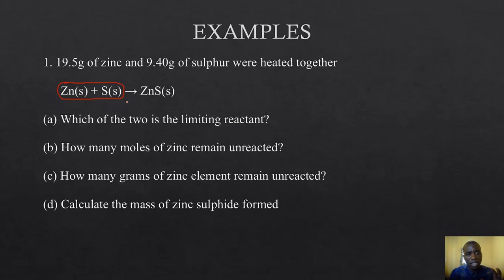Alright, now, before we dive into what we are supposed to do, let's just read through the questions, then we'll answer them on the next board. So, B says, how many moles of zinc remain unreacted? How many grams of zinc remain unreacted? Okay, so how many moles of zinc, then how many grams? Here they are asking for the moles, here they are asking for the grams. Then here we are calculating the mass of what? Zinc sulfide that is formed.